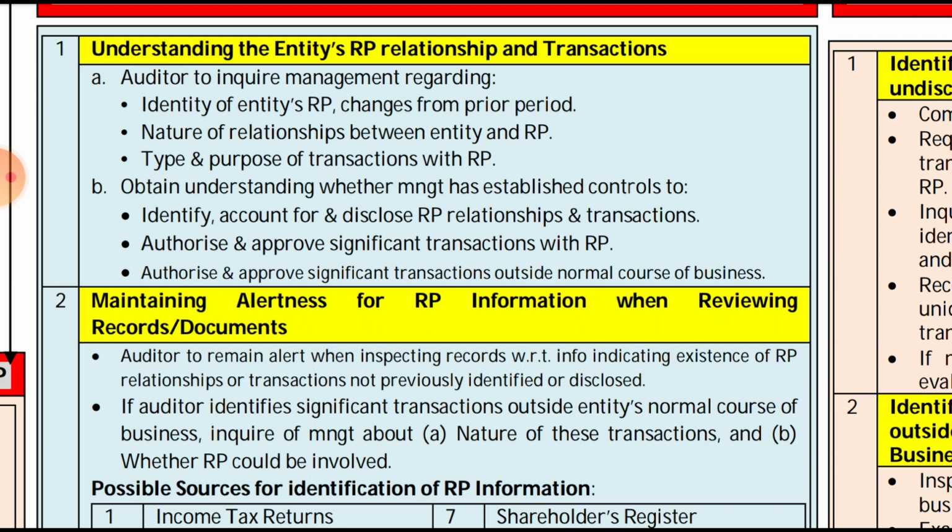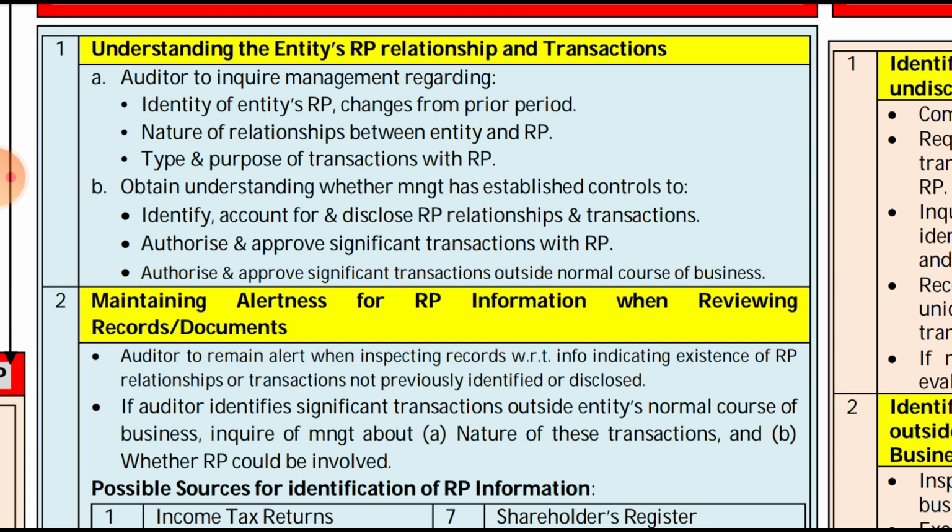So what you have seen in the understanding: the auditor inquires of management about the identity of the related party, changes from the prior period, the nature of the relationship between the entity and the related party, and the type and purpose of the transactions. Obtain an understanding whether management has established controls to identify, account for and disclose the related party relationships and transactions. Authorize and approve, two points are there: authorize and approve significant transactions with the related party, and authorize and approve significant transactions outside the entity's normal course of business.